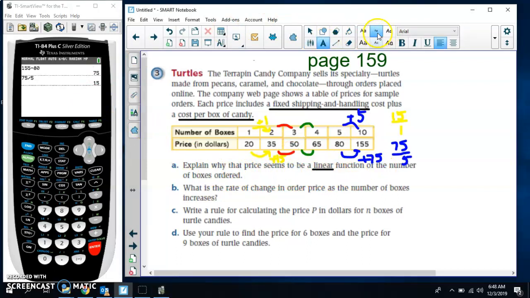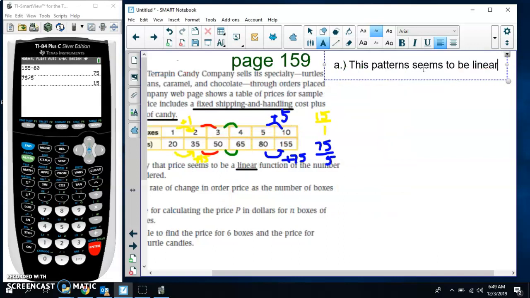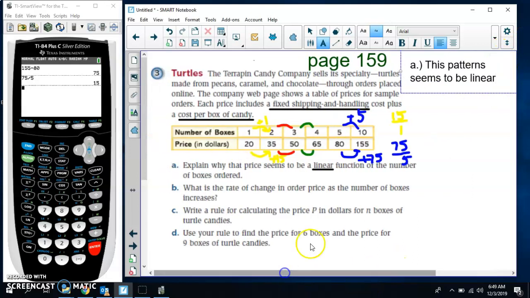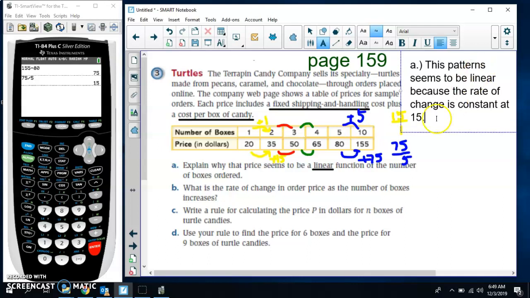So let's type that up. Maybe we wrote something along the lines of, for A on our paper, this pattern seems to be linear, and this is probably way too large. Let's make this smaller. Okay, because the rate of change is constant at 15. And that's what many of the students I saw that got to this problem wrote down.